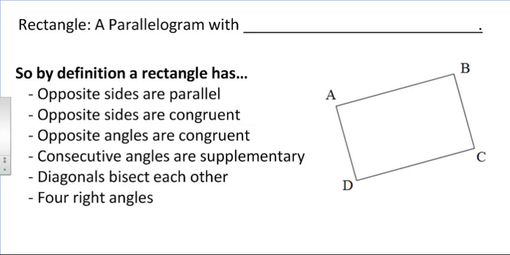By the end of this video, you should be able to describe what a rectangle is and show how you know that some quadrilateral is indeed a rectangle. Let's start with the definition of a rectangle. A rectangle is a parallelogram with four right angles.